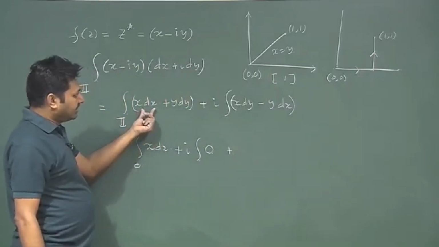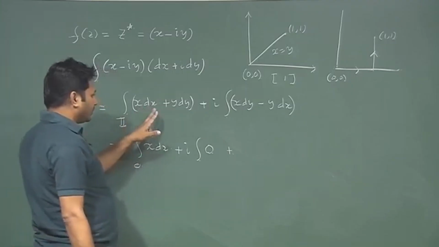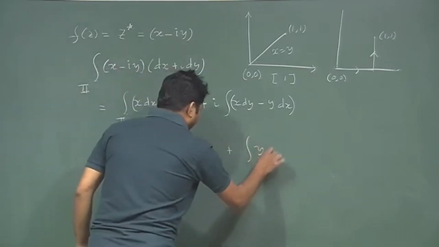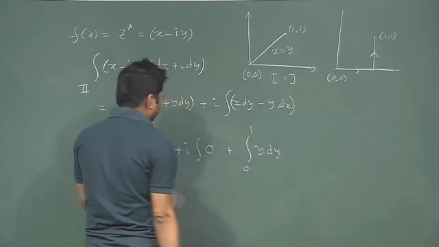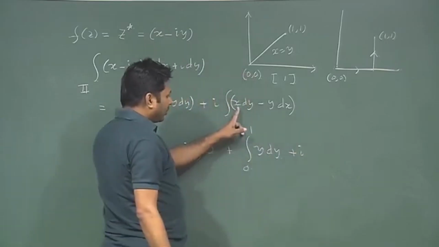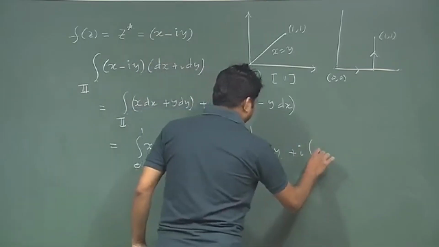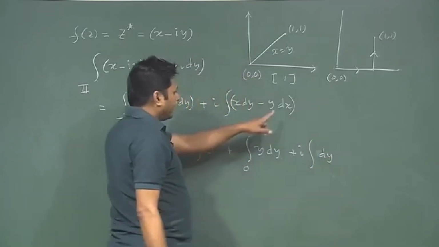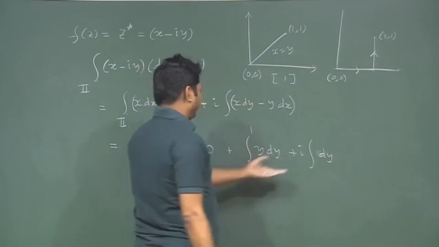So, x is now fixed to one value. So, dx is now 0, y is changing. So, integration of y dy with the limit 0 to 1, plus i, x is 1 and dy is changing. So, I should have this quantity, x is 1 and dy is changing, but here dx is not changing. So, this quantity will not be there. So, this is the entire thing I have.